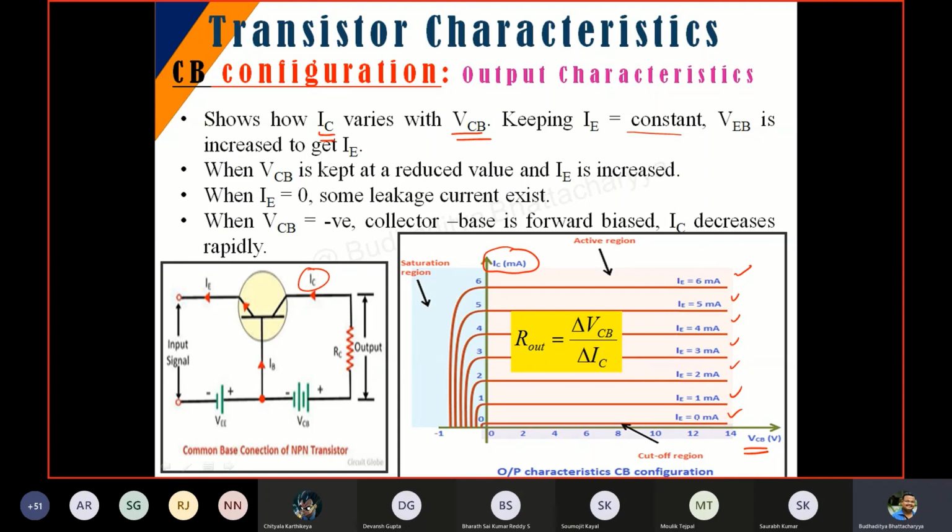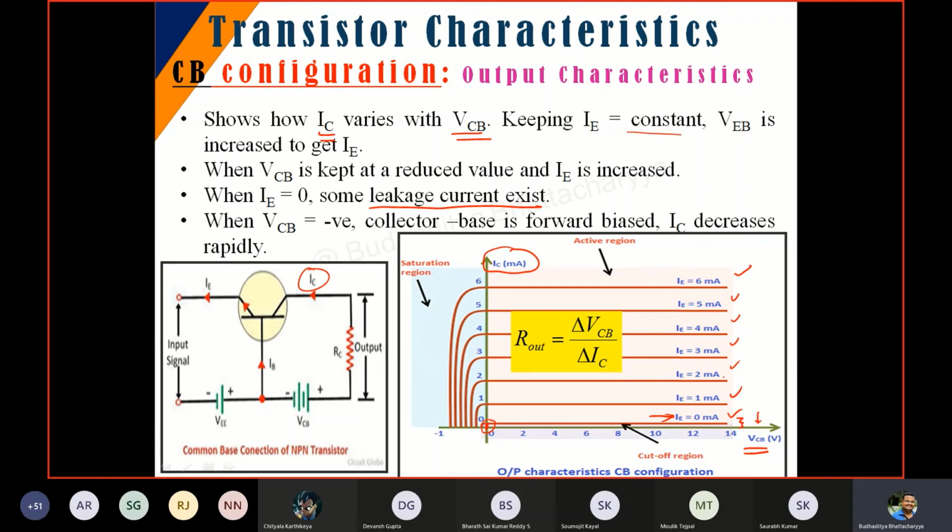One is that you can see IE equal to 0, this particular scenario. Even at this point, you can observe that there is a small little current over here. Can you see this small gap carefully? Below IE equal to 0, there is a small little portion, and that is called the leakage current.